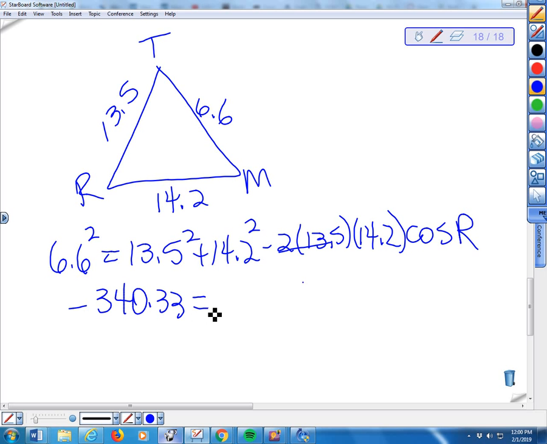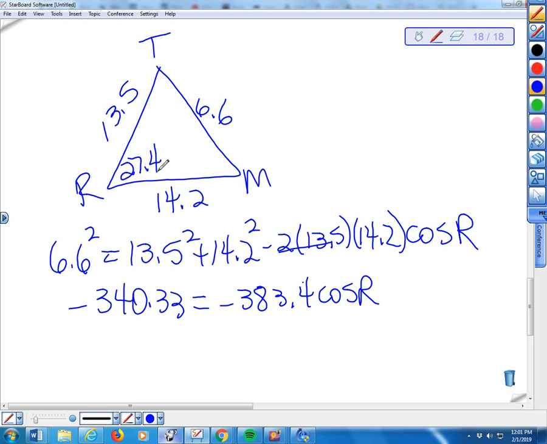And that's equal to negative 2 times 13.5 times 14.2, negative 383.4 cosine R. I'm just going to divide the first by the second, and then take the inverse cosine of that. I get 27.4 degrees.